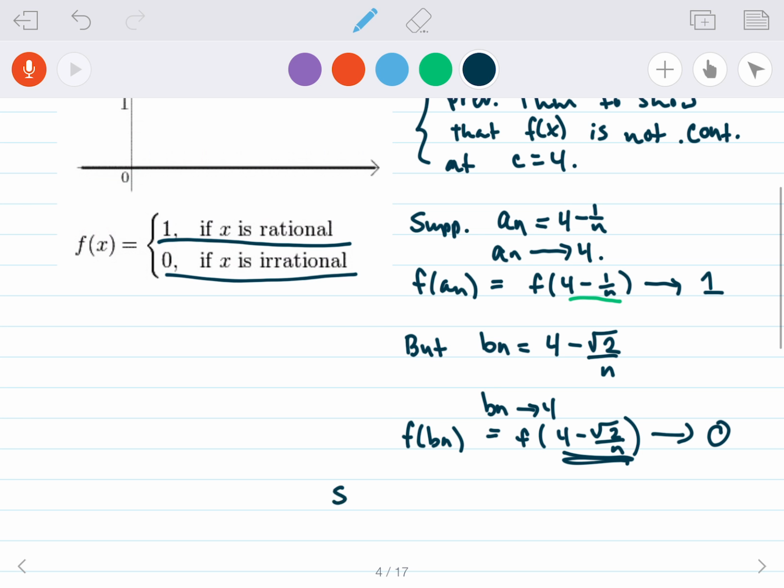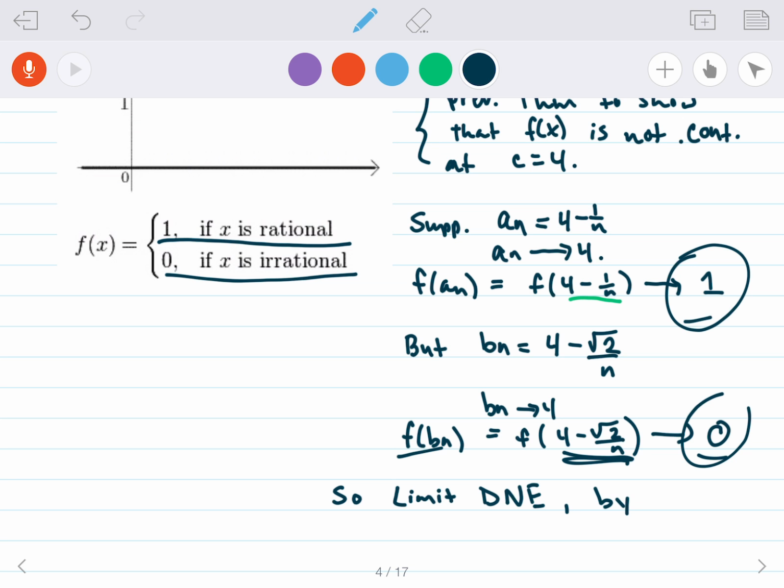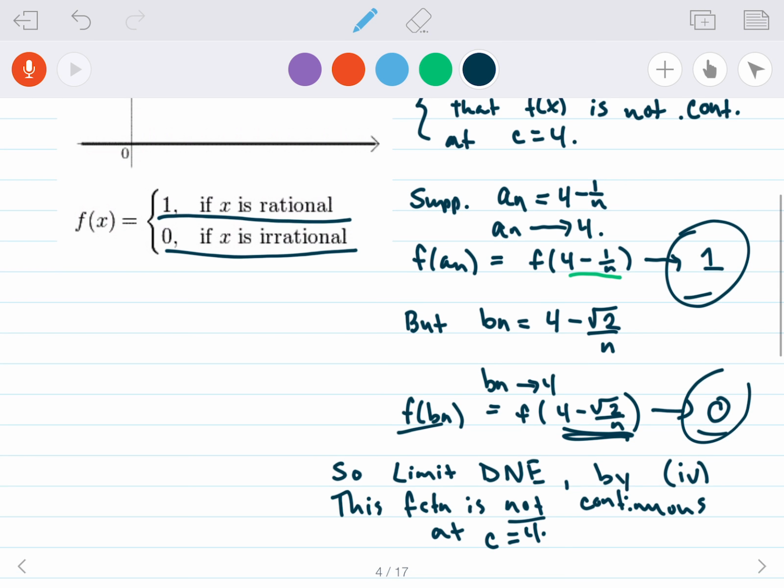Okay, so the limit does not exist, right? Because these things go to two different numbers, and by this, the function is not continuous at c equals 4. And again, you could apply the same logic to any arbitrary c in the real numbers to get that this function is nowhere continuous.